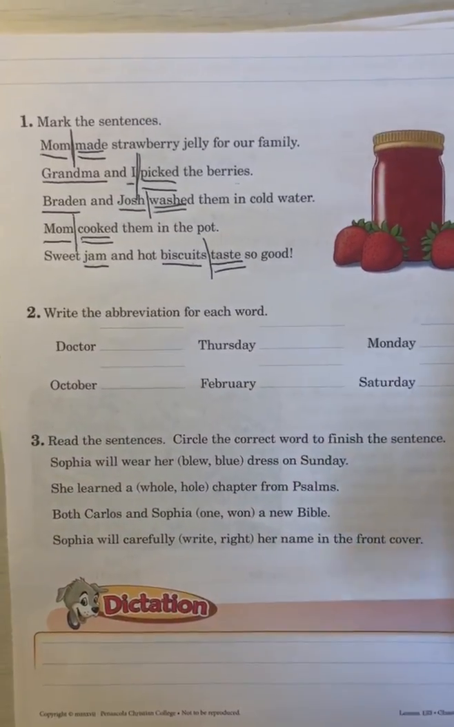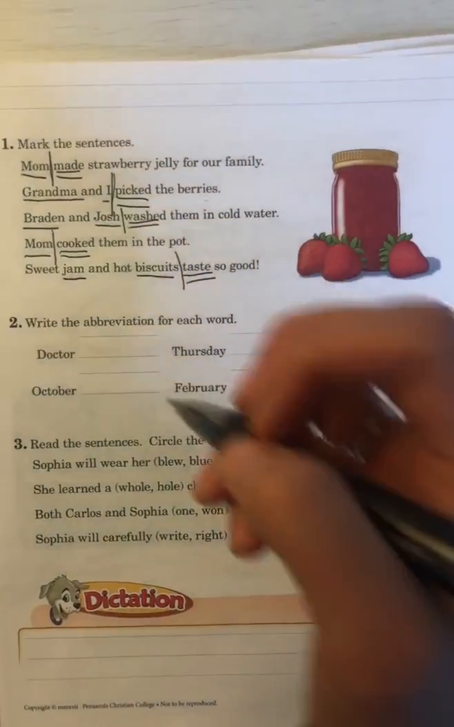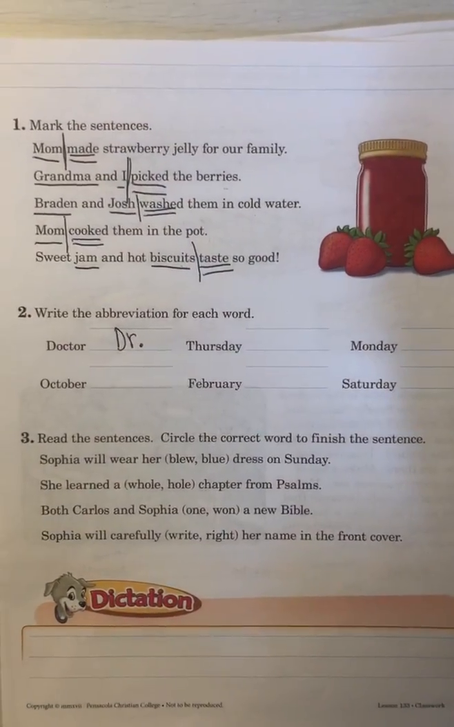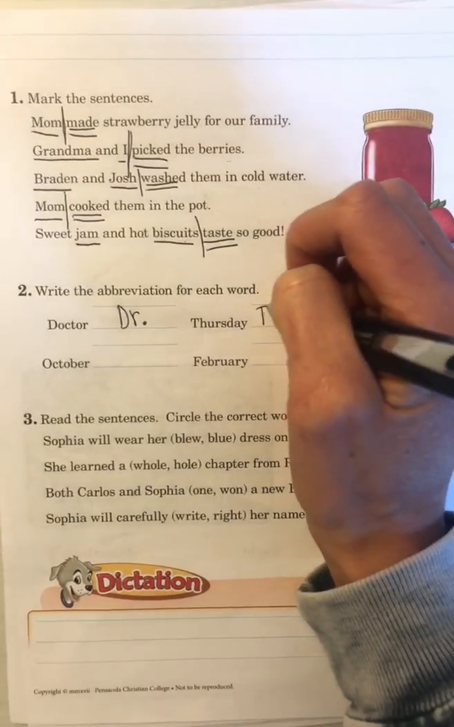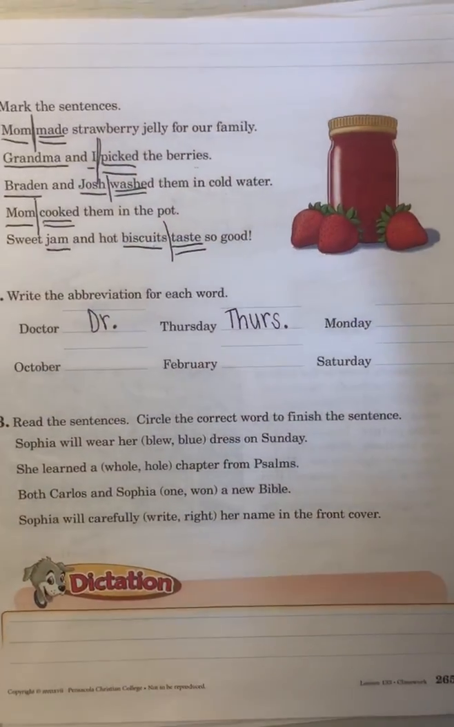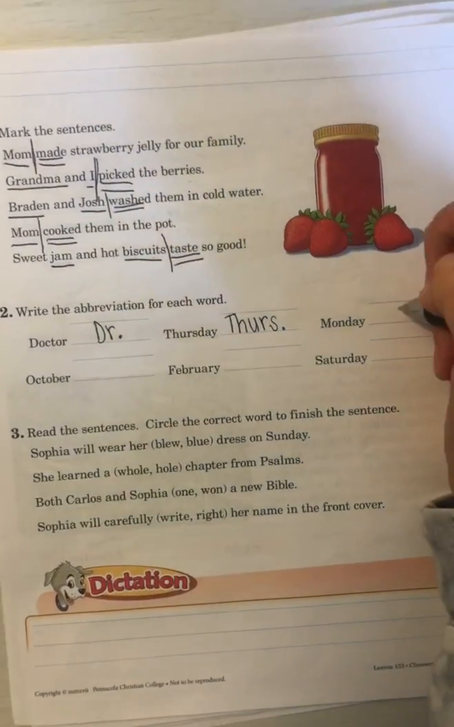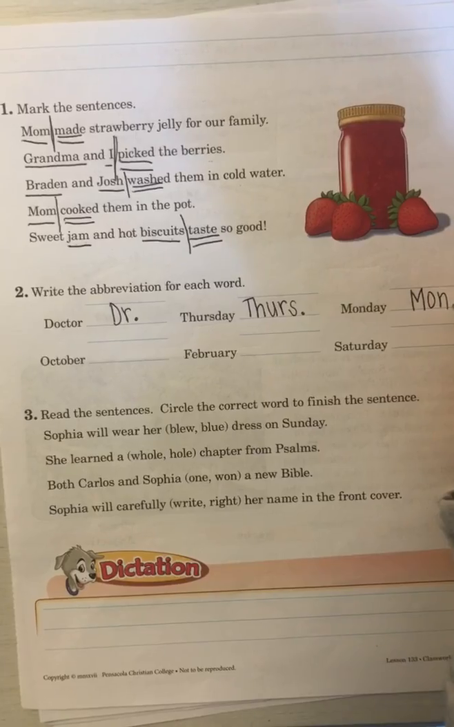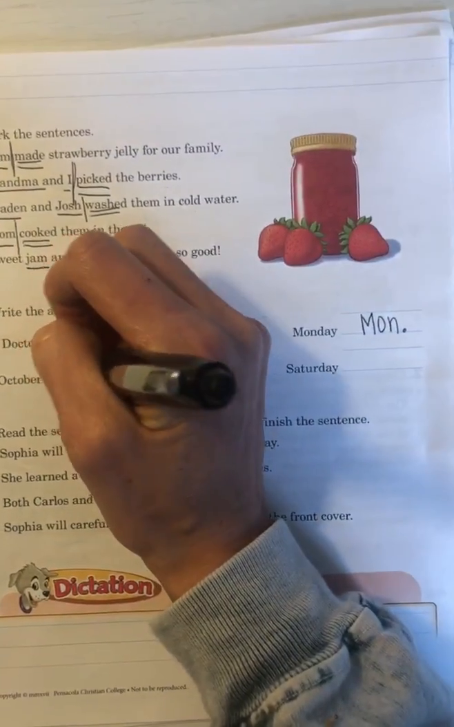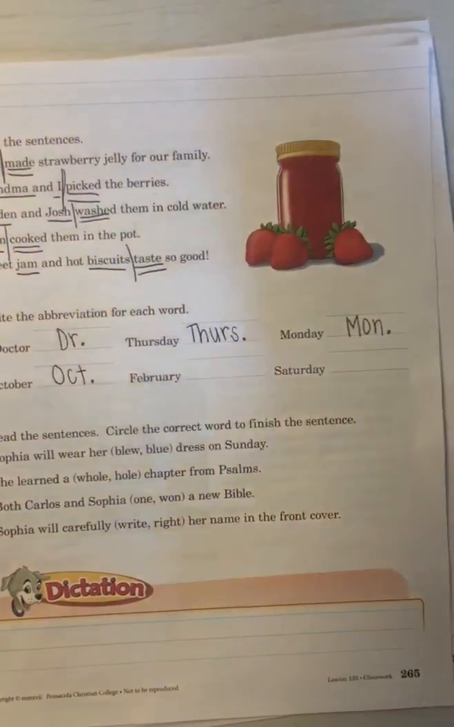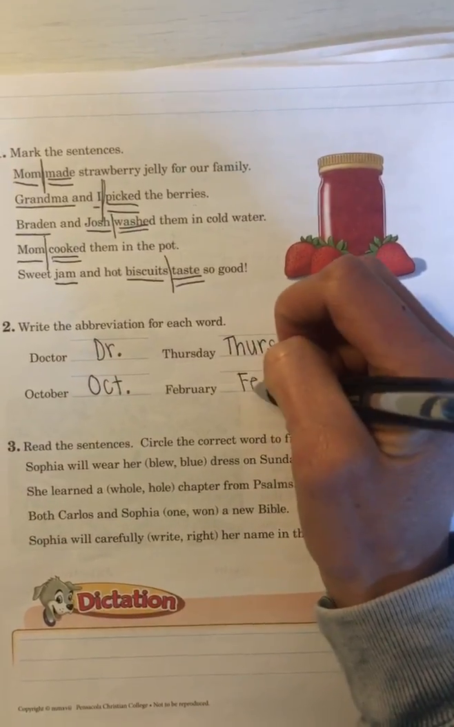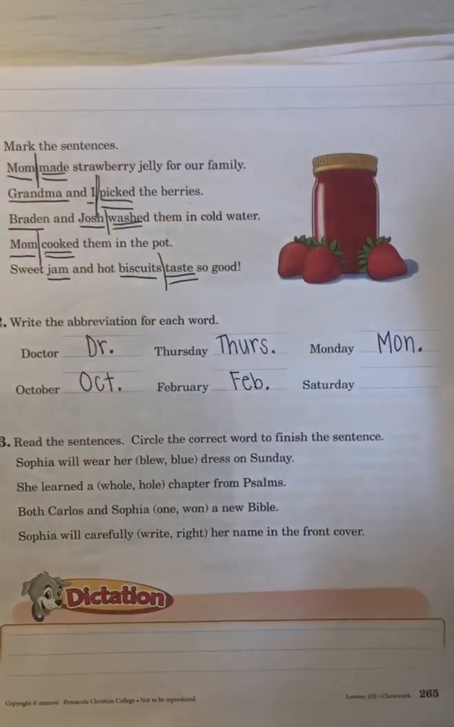All right, number 2 says write the abbreviation for each word. Doctor. What's the abbreviation for doctor? D-R period. Thursday. T-H-U-R-S period. Monday. M-O-N period. October. O-C-T period. February. F-E-B period. And last one, Saturday.